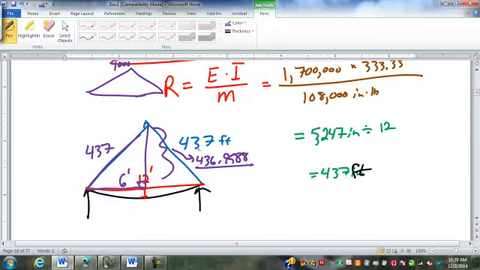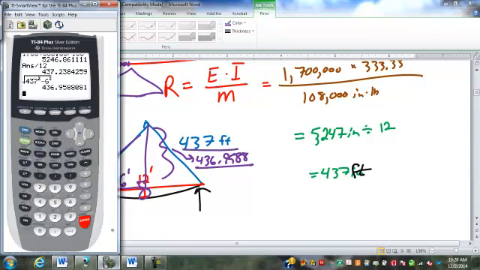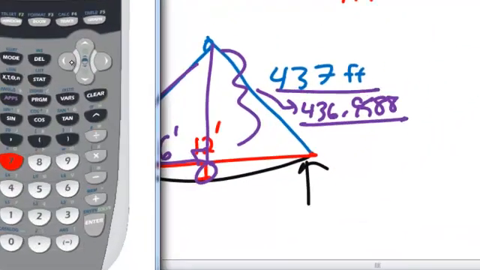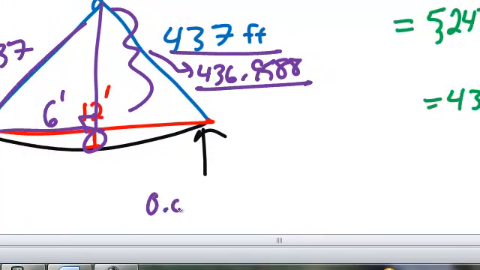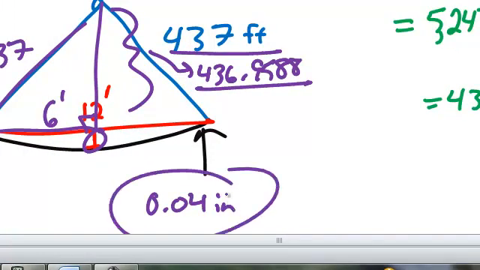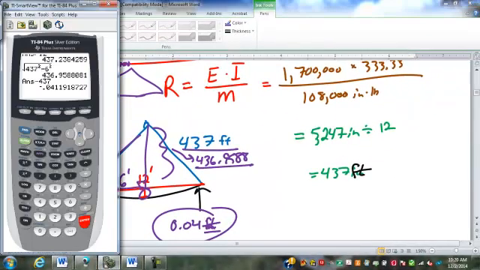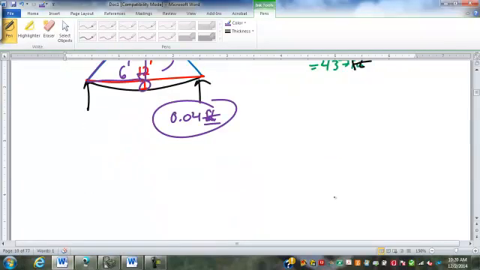The difference between that and the 437 is our deflection here. So subtract 437. This just deflected 0.04, actually 0.04 feet, and you have to multiply by 12 to make inches. So 0.49 inches. It just deflected. That's the tough part. I always have to make sure I'm careful. You get confused whether you're working in inches or feet. You've got to be really careful with that. So this is deflecting just under half an inch.